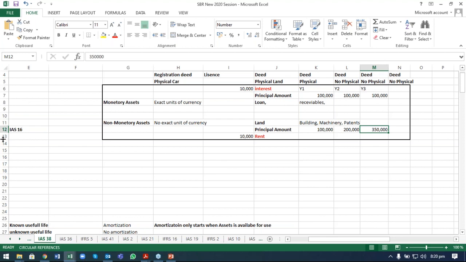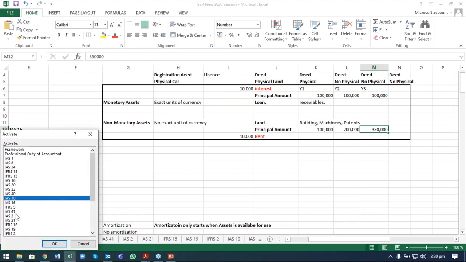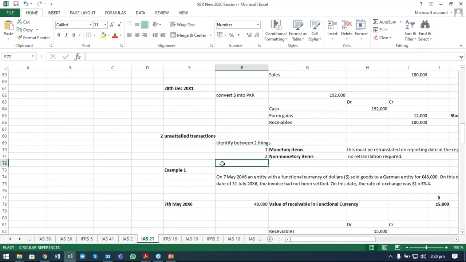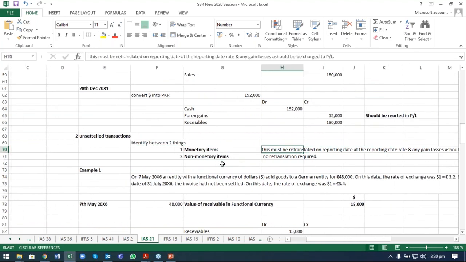So if you have understood the differentiation between monetary and non-monetary items, I'll be moving back to IS 21, where we have discussed identifying things as monetary and non-monetary items. Now we have understood that inventory is a non-monetary item, but if there is an impairment on inventory, what we can do is another concern.